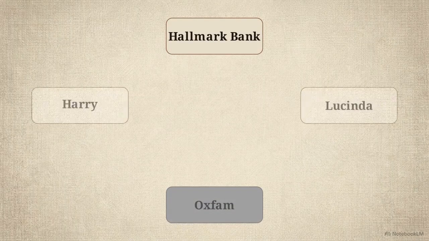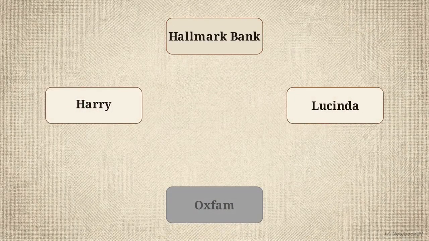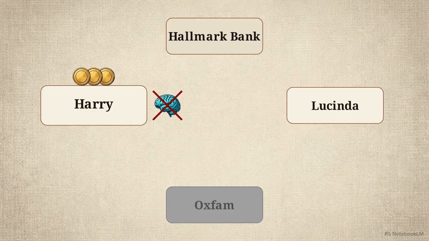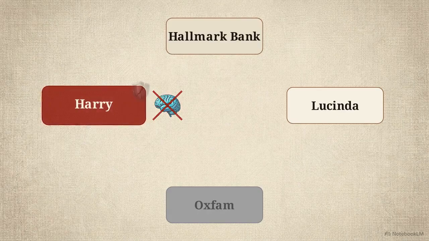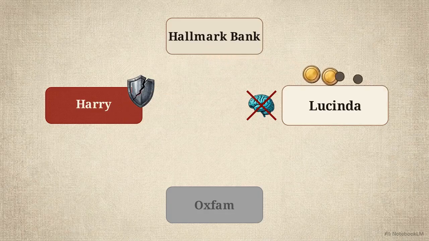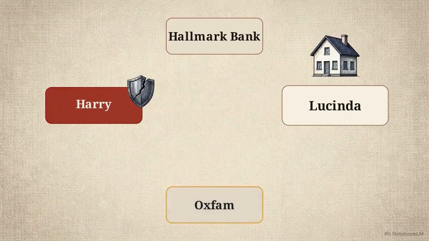Let's apply these rules to the Hallmark Bank crisis for Oxfam. First, Harry. As an innocent volunteer, he lacks the unconscionable knowledge required for a personal claim. He spent the funds, completely dissipating the money. No proprietary claim exists. Oxfam gets nothing from him. Lucinda is an innocent volunteer, avoiding personal liability, but she mixed the trust money with her own for a house deposit. She cannot claim the Re Diplock defense since she acquired a new asset. Under Foskett, Oxfam can claim a pro rata share of her house.